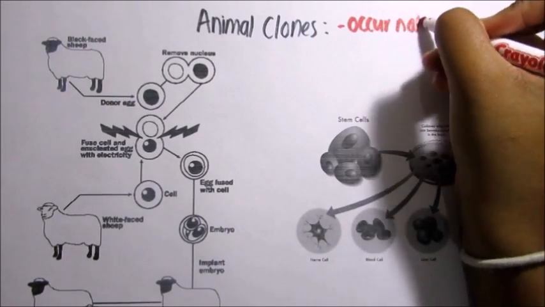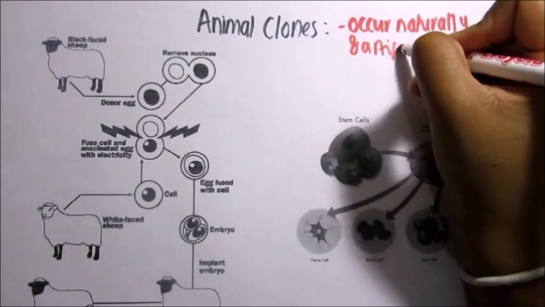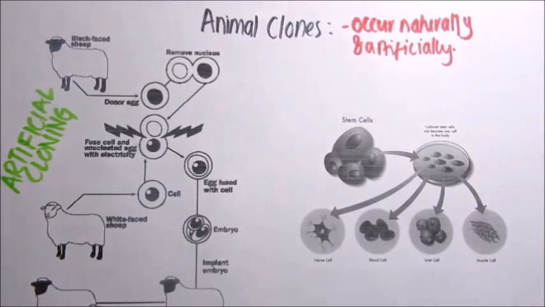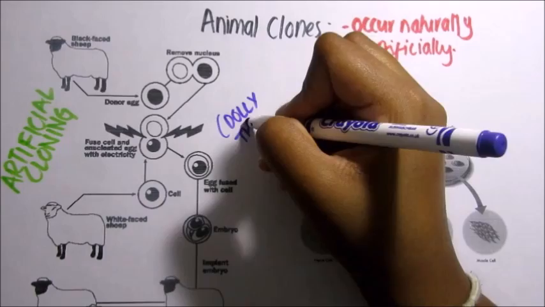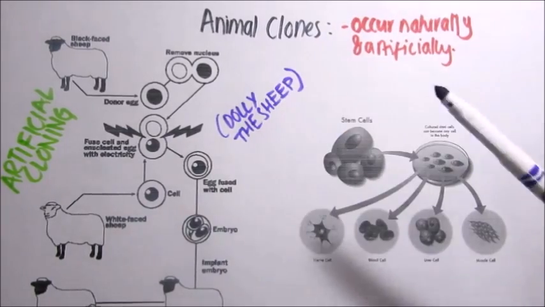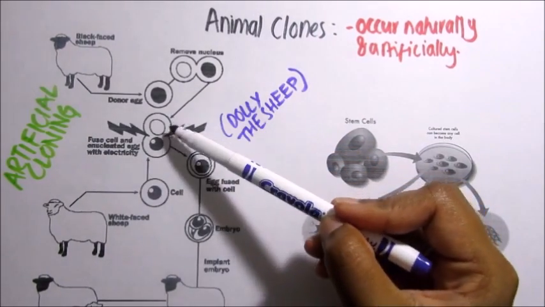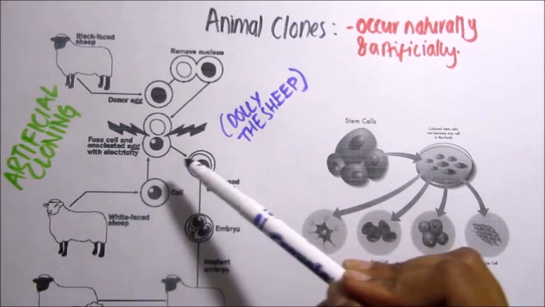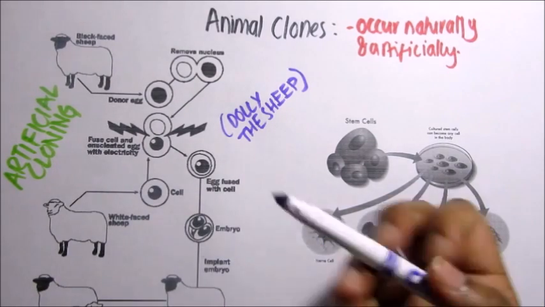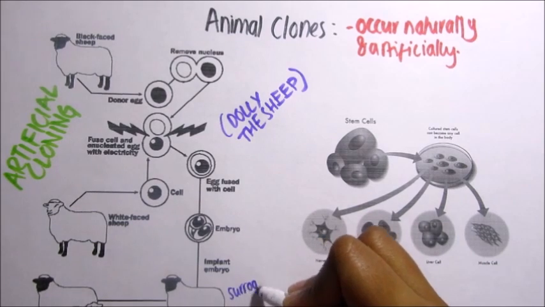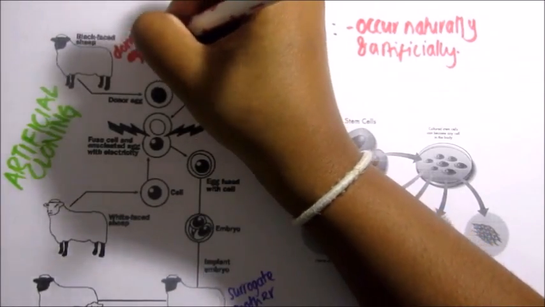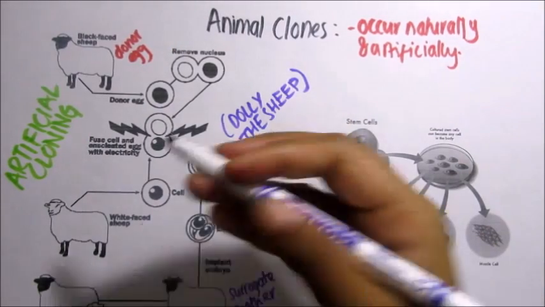Now, animal clones can occur naturally and artificially. Artificial cloning is the process by which the clone Dolly the sheep was created. Now, this diagram illustrates how the cloning process takes place. The sheep that is born is actually a clone of the white-faced sheep, as it contains the same genetic information as the white-faced sheep. The black-faced sheep at first just gave a donor egg, the nucleus was removed, and the third sheep was just a surrogate mother.